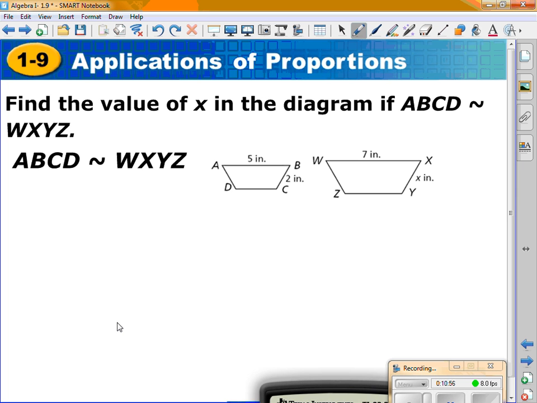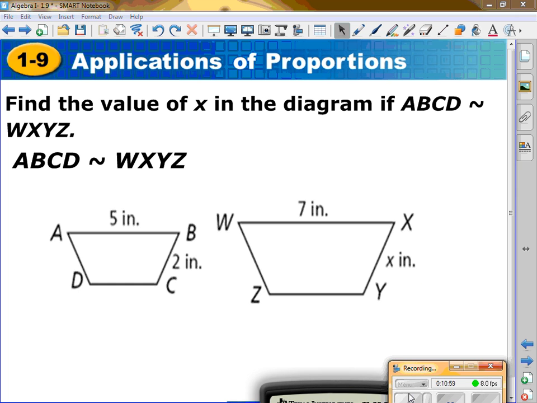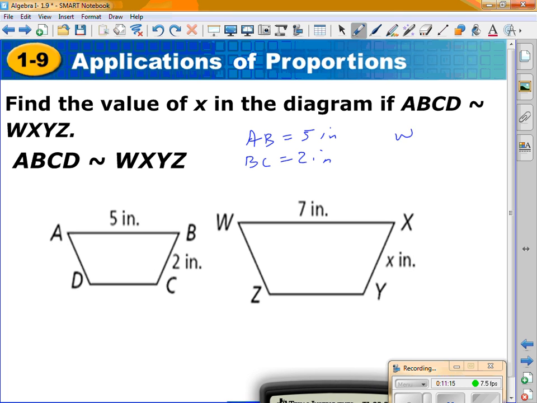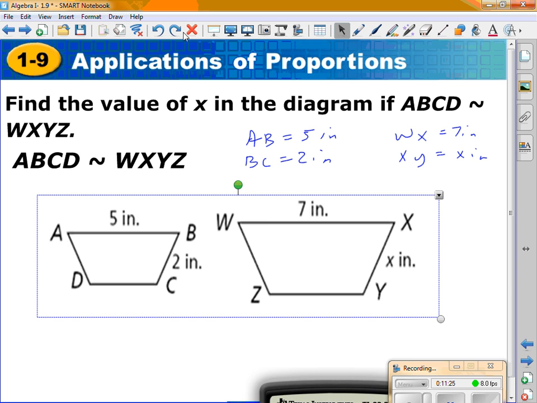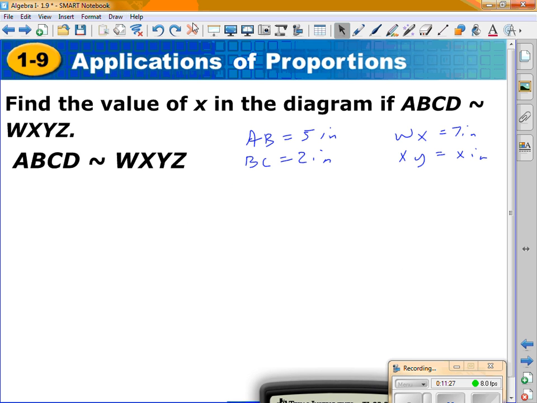Find X. The most important thing, I don't even look at the pictures really. Only thing I take out of here is they tell me AB is 5 inches, BC is 2 inches, WX is 7 inches, and XY is X inches. Because pictures can be deceiving. Because now all I have to do, I have this shape and I have this shape.